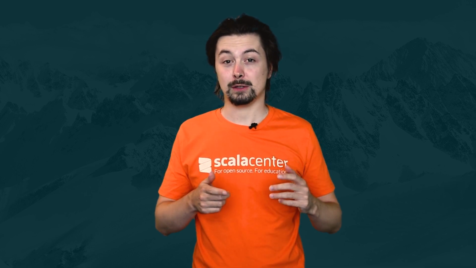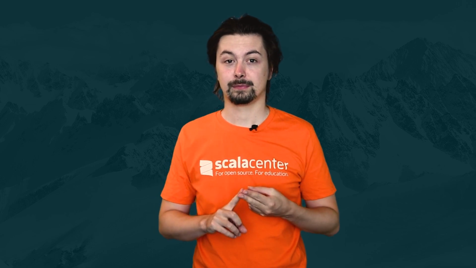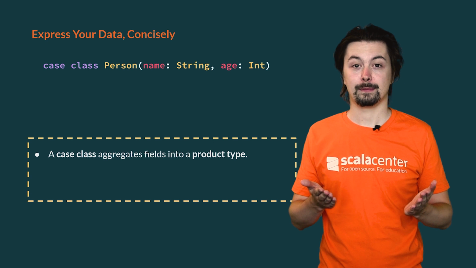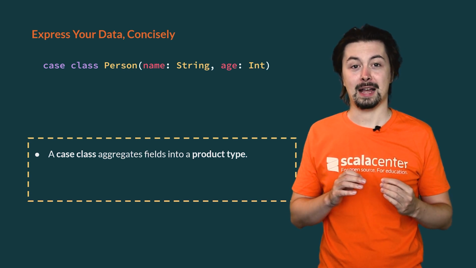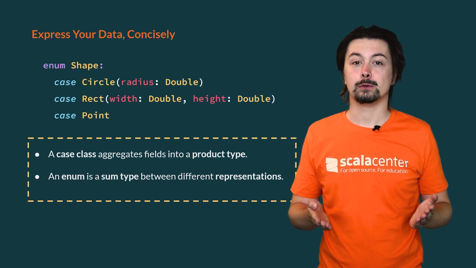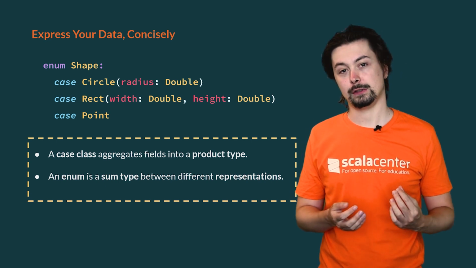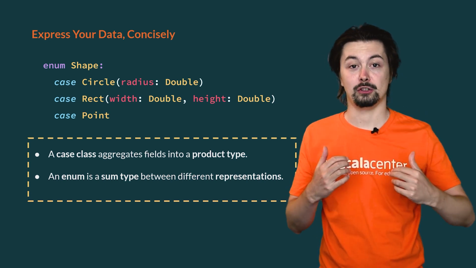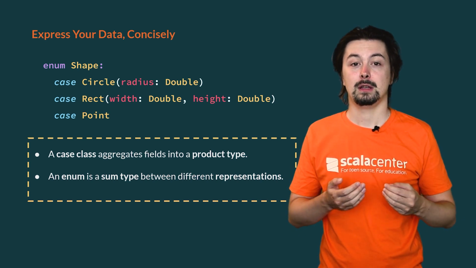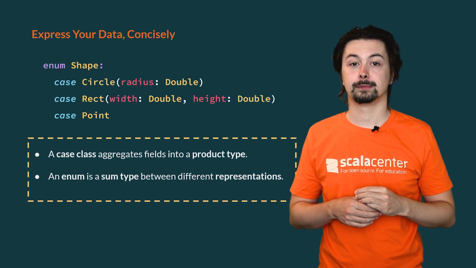The simplest way to begin is to use case classes and enums. Case classes aggregate several fields into one. This is also known as a product type. Enums are best used when you want to make different choices in your application, depending on the shape of the data. They aggregate several product types into a single sum type.